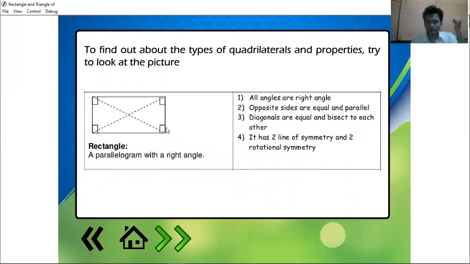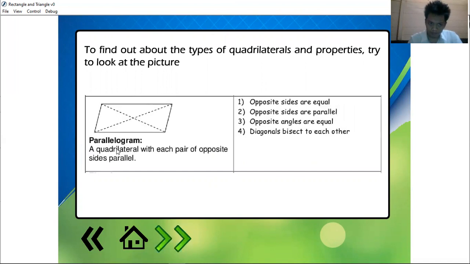Next, a rectangle is a parallelogram with a right angle. All angles are right angles. Opposite sides are equal and parallel. Diagonals are equal and bisect each other. It has two lines of symmetry and two rotational symmetries. Parallelogram is a quadrilateral with each pair of opposite sides parallel. Opposite sides are equal. Opposite sides are parallel. Opposite angles are equal. Diagonals bisect each other.